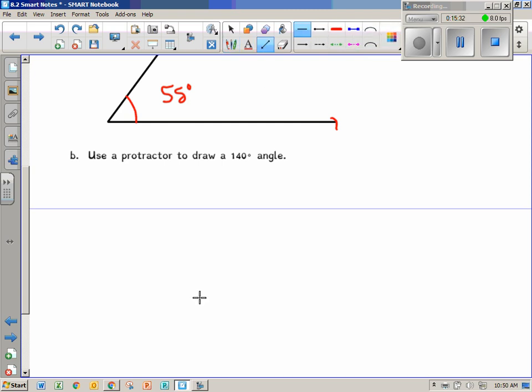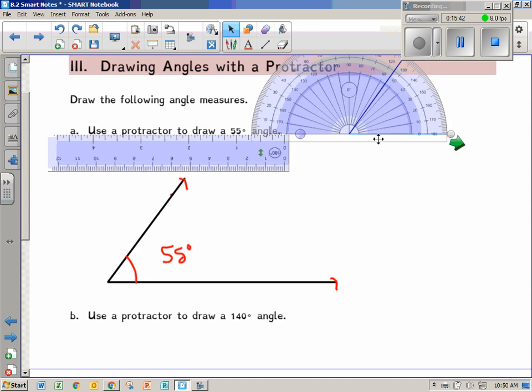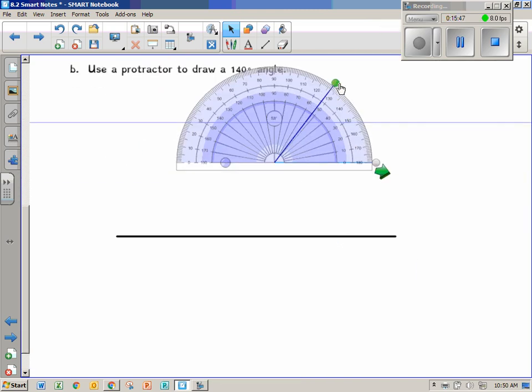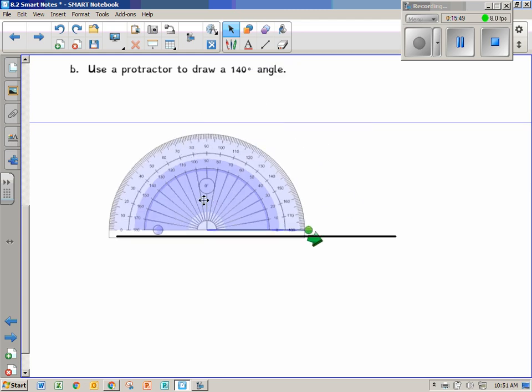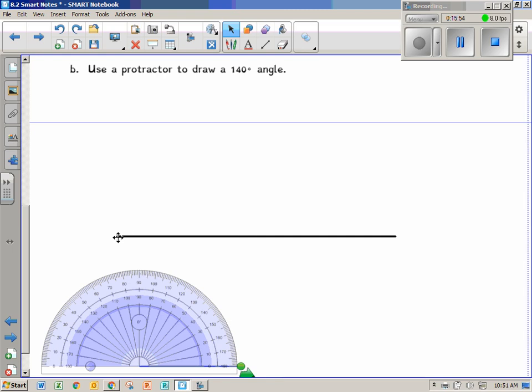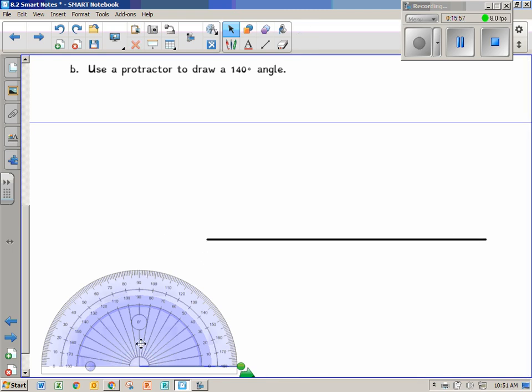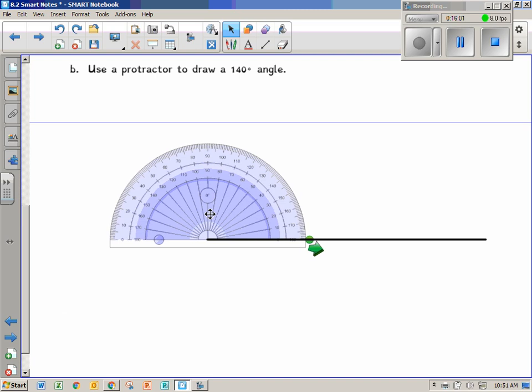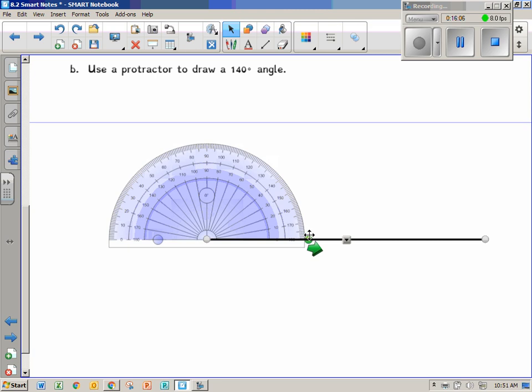So step number 1 is you got to draw some line. Big, short, doesn't matter. Then you got to get your protractor down there. And back. So this time 140. You know what? I need to shift my line over a little bit. So 140. So get this right on the end. Looks like I'm lined up pretty well.